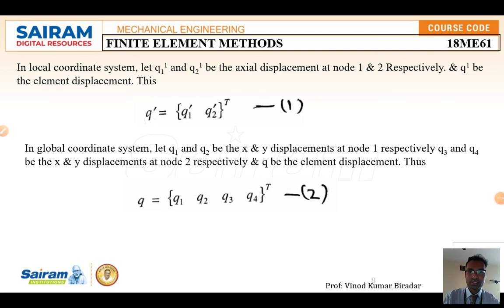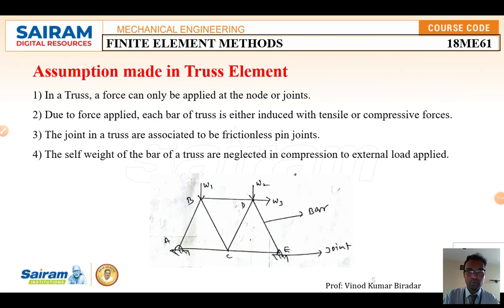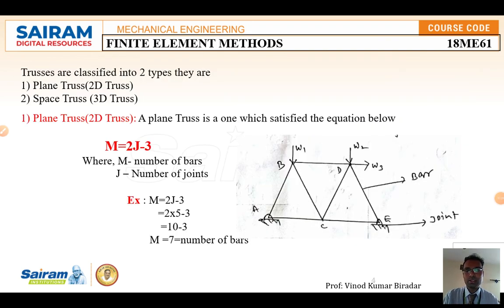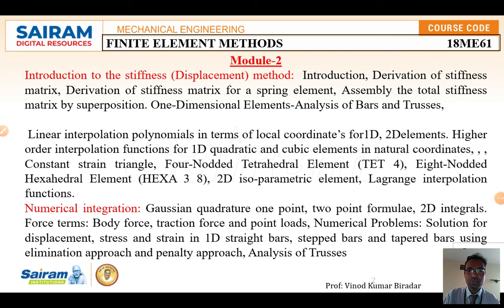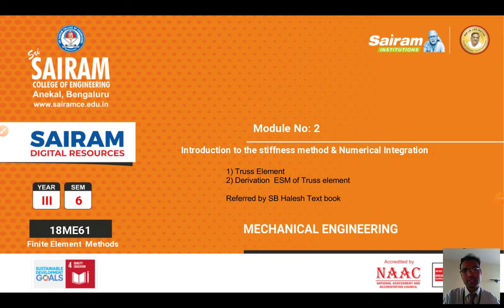I hope you understand this derivation in the local and global coordinate systems. A truss is nothing but a bar. It is an engineering structure made up of a number of bars connected through smooth joints or riveted joints, pins, etc. So this is called a truss element. I hope you understand this. This derivation is most important from the point of view of examination. Okay, thank you.